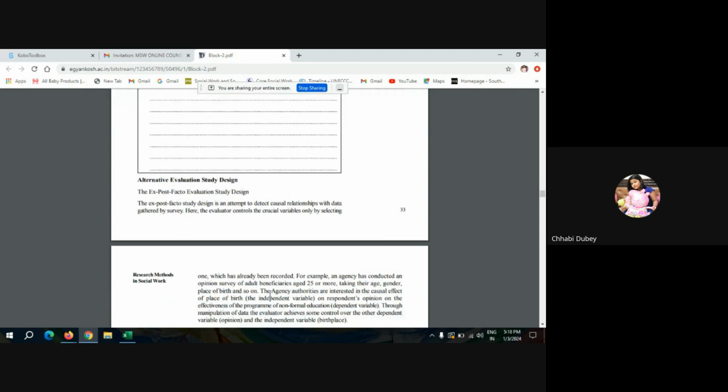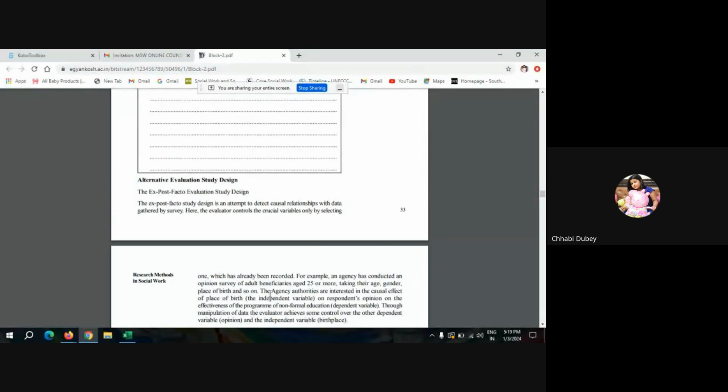After this, we come to the next type of designs, which are known as the alternative evaluation study designs. Among the alternative evaluation study designs, we have the ex post facto evaluation study design. Now, what is this ex post facto evaluation study design? This study design is an attempt to detect the causal relationship with the data gathered by survey. So here the evaluator controls the crucial variables only by selecting one which has already been recorded.